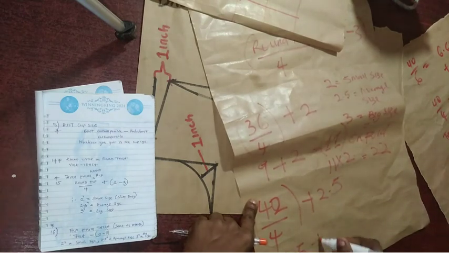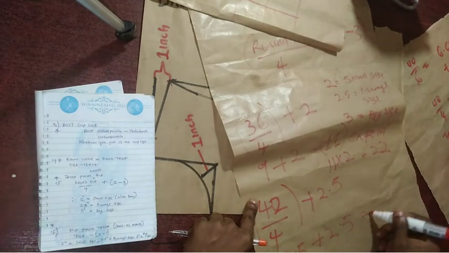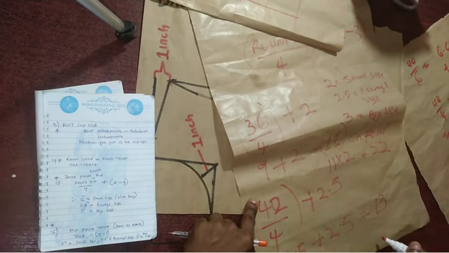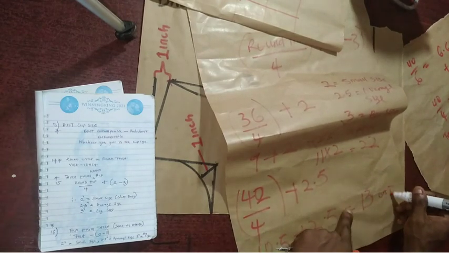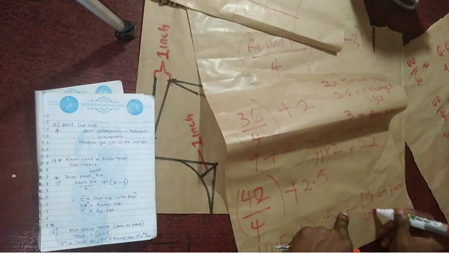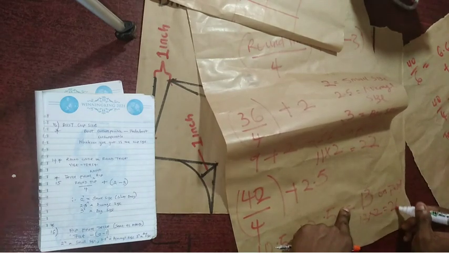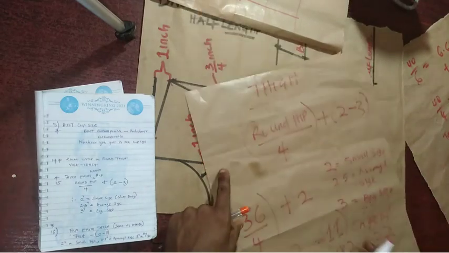42 divided by 4 is going to give us 10.5. Then you add 2.5 to it, which gives us 13 inches. In that case, 13 inches is on fold, which means that to get the full thigh, it is 13 times 2, which gives us 26. That means the person's thigh is 26 inches.